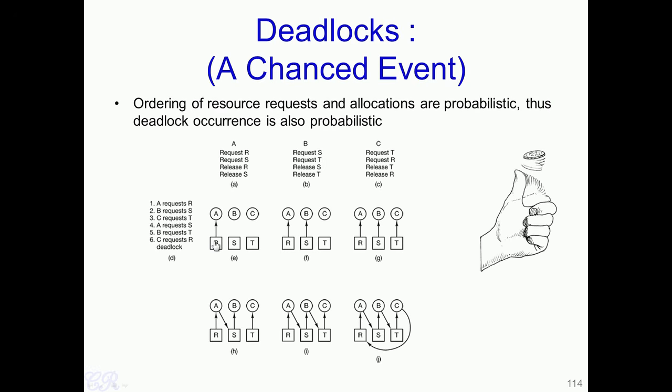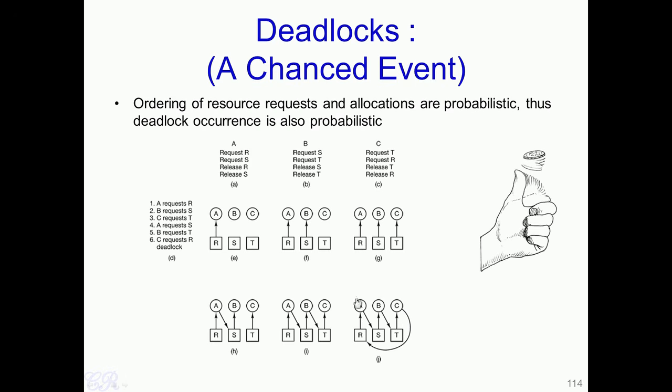So, we see that A requests R and the operating system will then allocate the resource R to A, then corresponding to B requests S, the allocation of S will be to B, then C requests T and the OS will allocate T to C, then A requests S. So, there is a line like this, B requests T, there is a line over here, and C requests R.